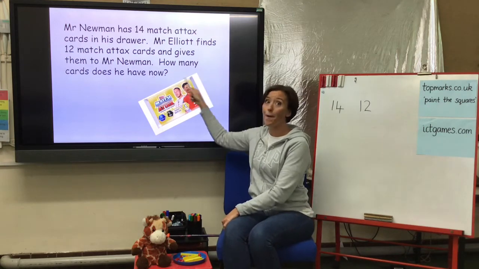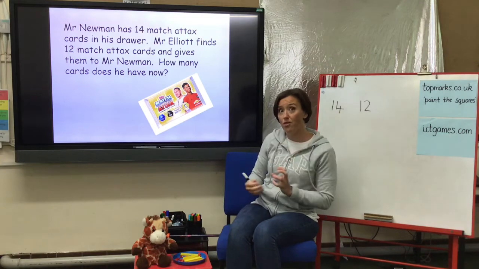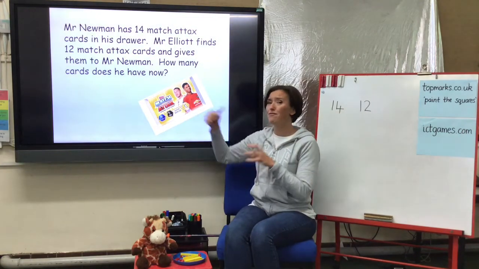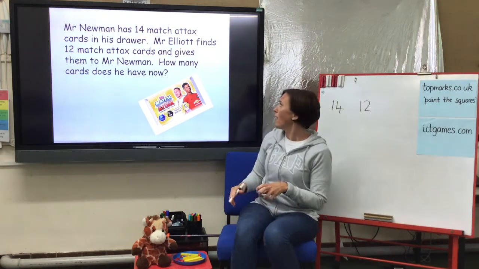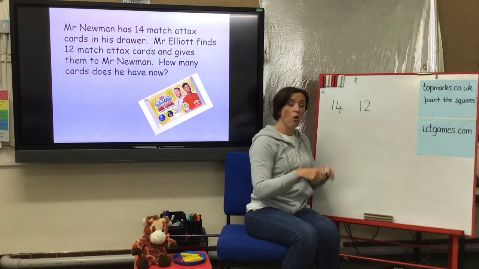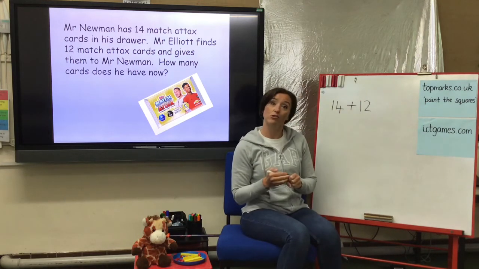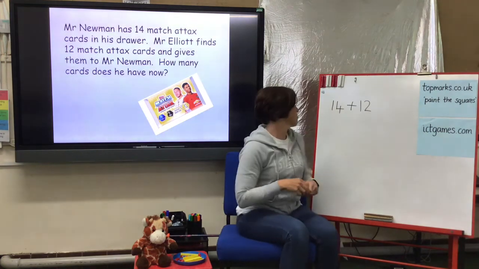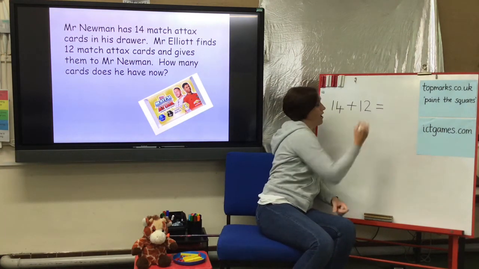So we've got how many, so we want to know the number of cards that we've got. So he started with something, but he's now got something different. So we're going to need to add them all together, okay, because he was given the extra cards, so now he's got more than he started with. So our calculation is 14 and 12.